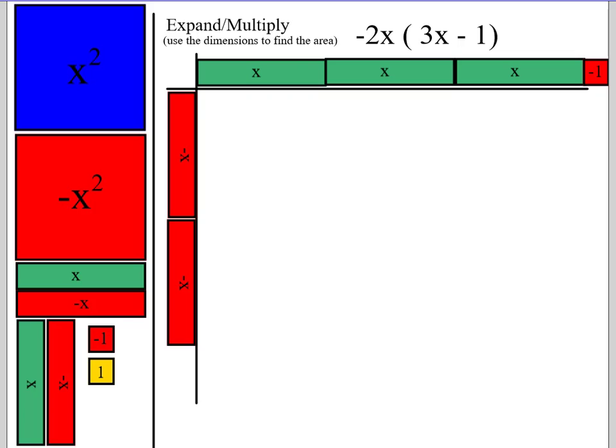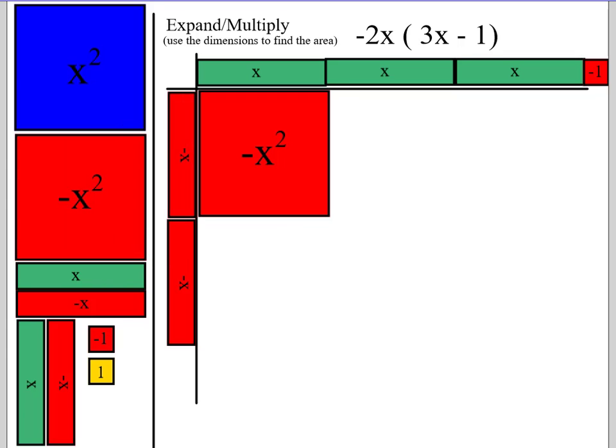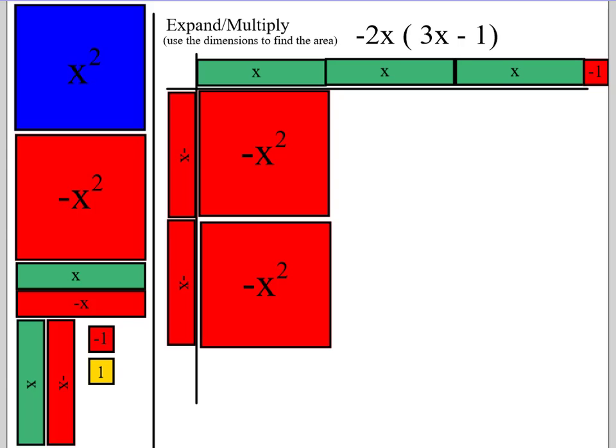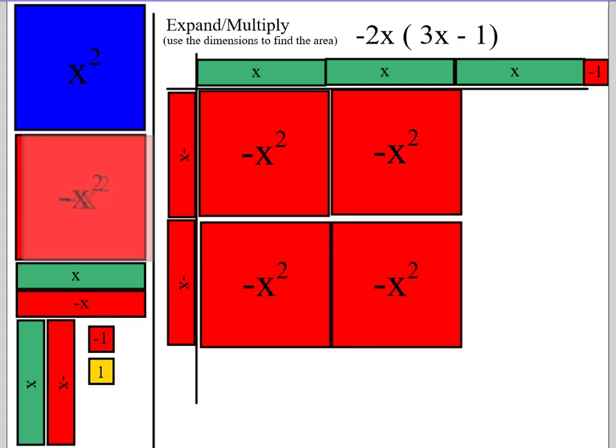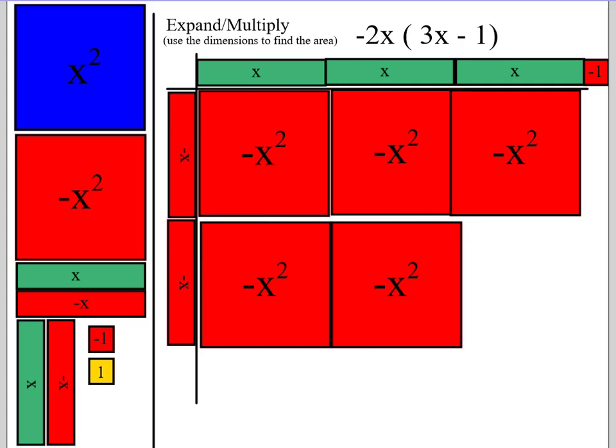-2x down the left, 3x minus 1 across the top. Let's try it. -x times +x. That would be a -x squared, and you can see how it fills that space perfectly. Okay, and then I have a second one down here. I got a couple more. So once you do it once, starts to get a little easier to see. I'm running out of space here.